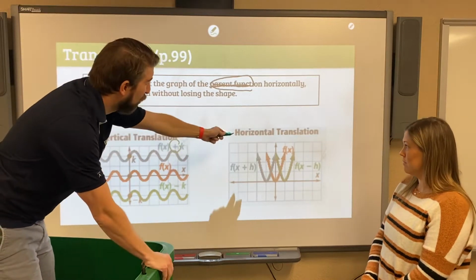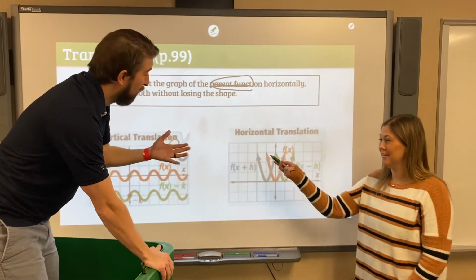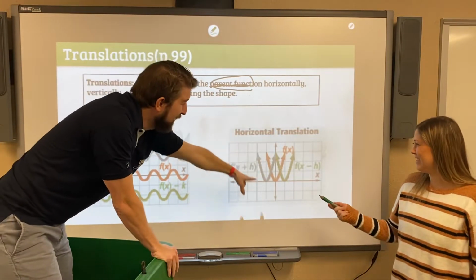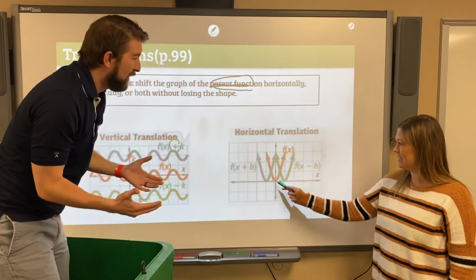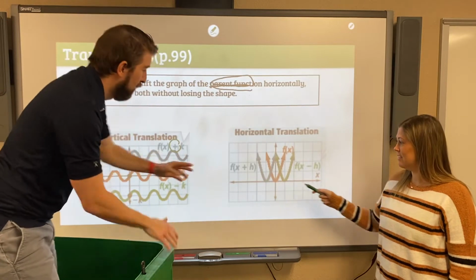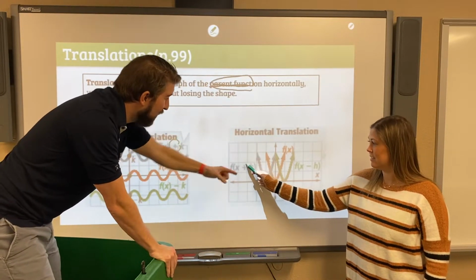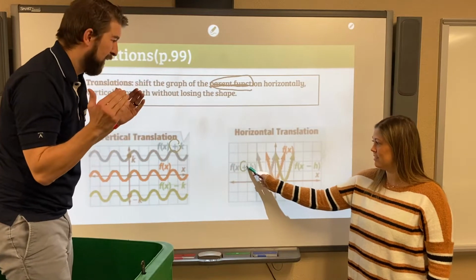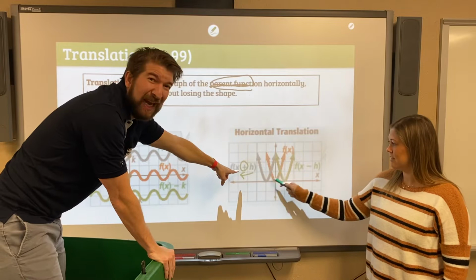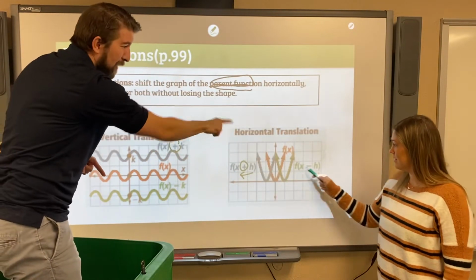Same thing over here with horizontal translation. My recycling bin is limiting my mobility. But our parent function is the red one. To make the graph move left or right, instead of going from f of x, we're going to add a number inside the parentheses. And notice the plus sign makes it go backwards, and the negative sign makes you go forward.